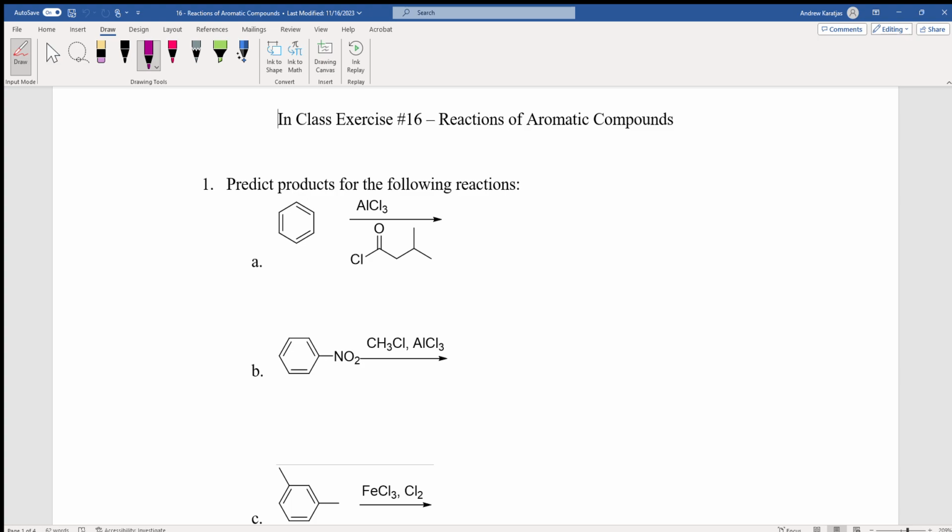These are the solutions for in-class exercise number 16, reactions of aromatic compounds.